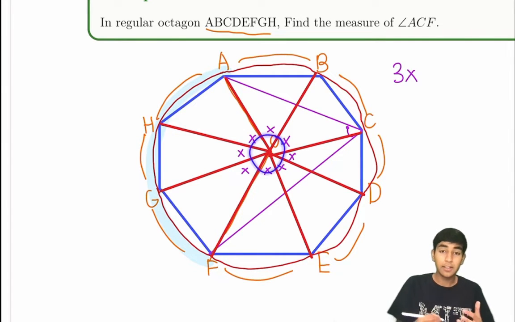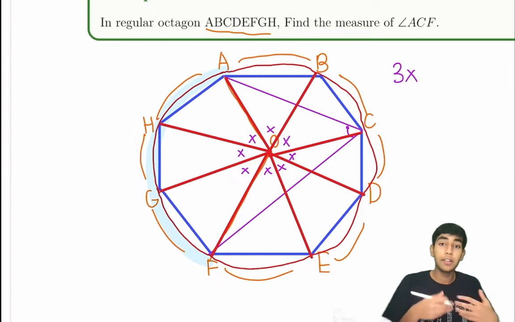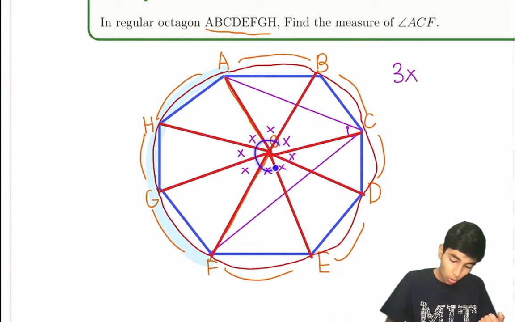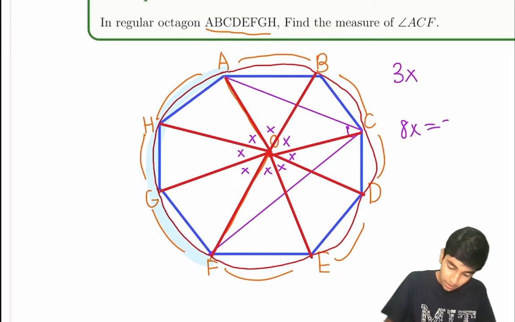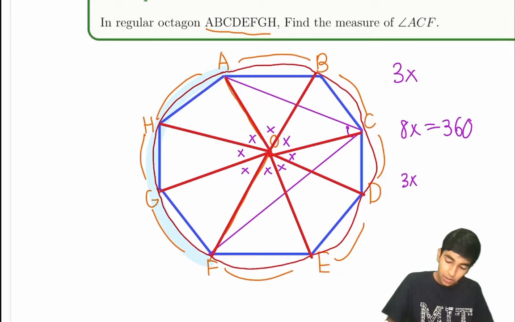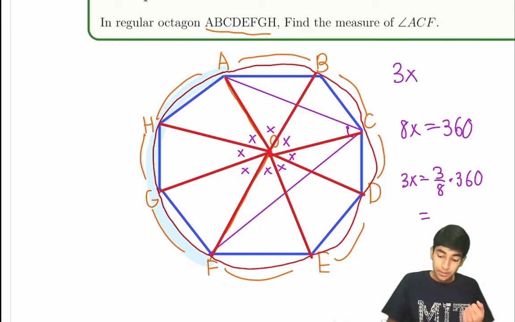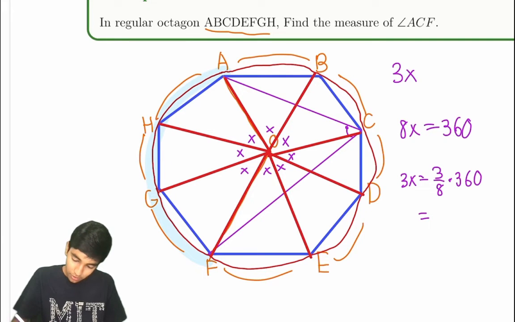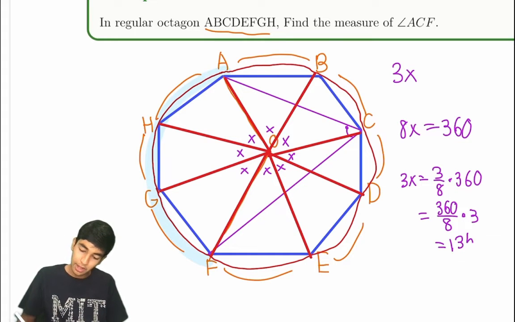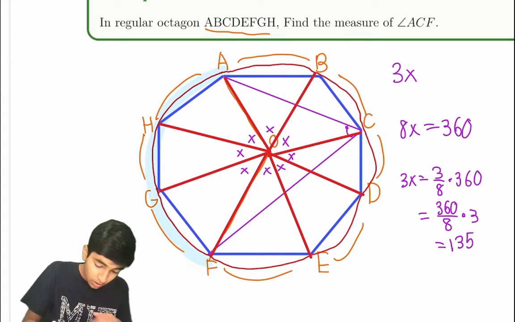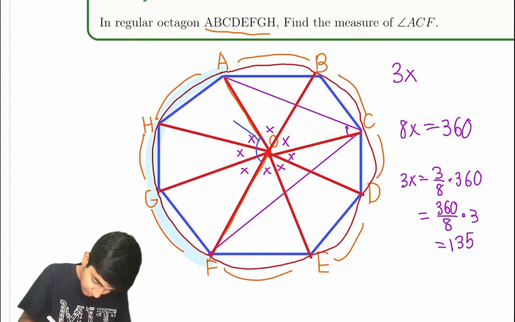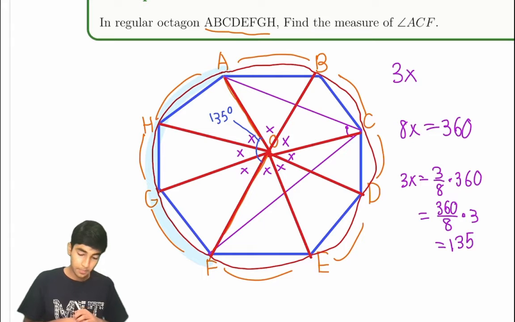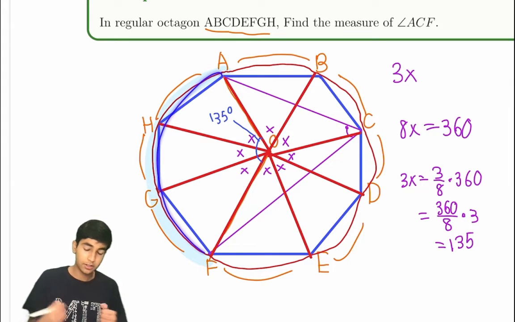And there's a total of 8x in the full circle. We know there's 360 degrees in a circle. So this whole thing, 8x, is 360, right? The total sum. So 3x will be 3/8 times 360. Let's move over to the other side: 360 divided by 8 times 3, which is 45 times 3, 135. So we know that this angle, let's draw it in, is going to be 135 degrees, which is the same thing as the measure of this arc.